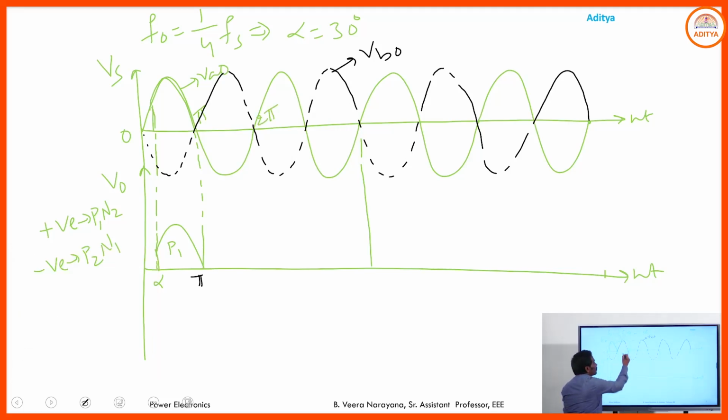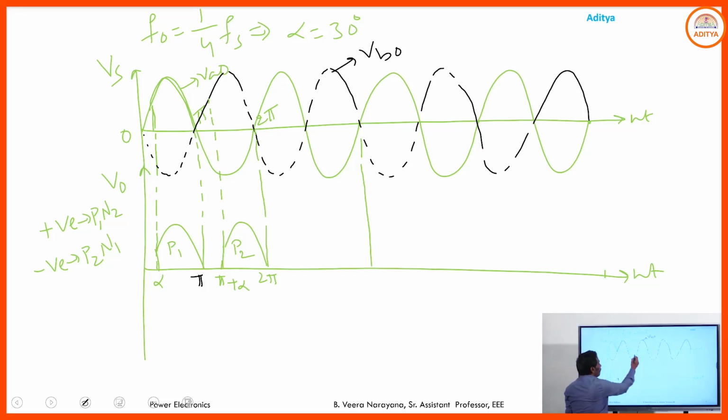during the negative half cycle of the source, P2, N1 are in forward bias. But I want to collect the positive output voltage, so you need to provide the gate pulse to the positive group SCR. So from pi plus alpha, why? Because we take alpha equal to 30 degrees now. From pi plus alpha to 2 pi, you provide the gate pulse to P2. Then the output voltage follows VB naught.